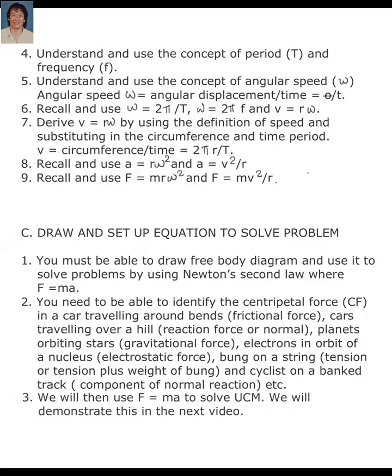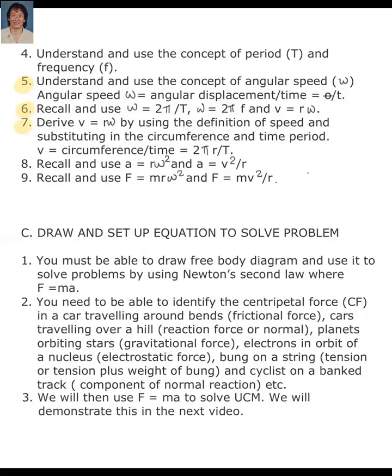Number four, understand and use the concept of period and frequency. Number five, understand and use the concept of angular speed. Angular speed is equal to the angular displacement divided by the time. So omega equals theta over t, where theta is the angular displacement. Number six, recall and use angular speed equals 2 pi over T, or omega equals 2 pi f, and v equals r omega.